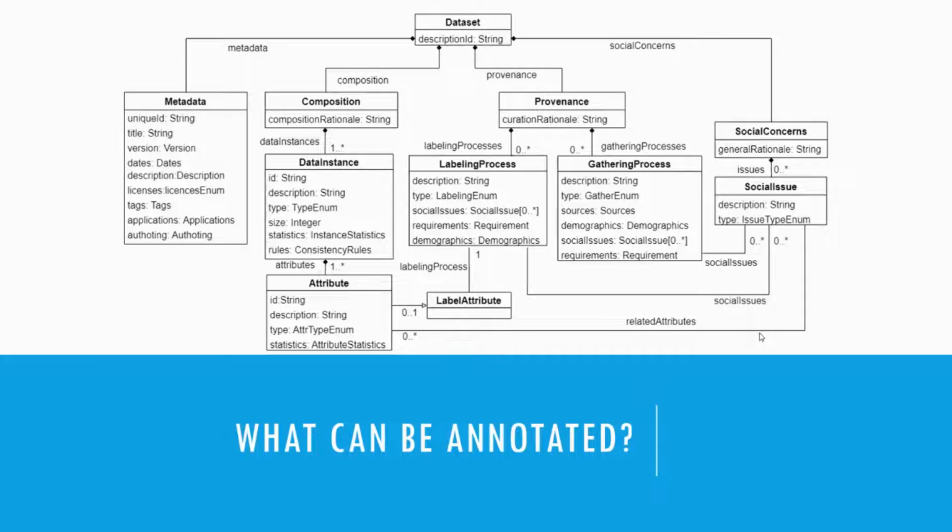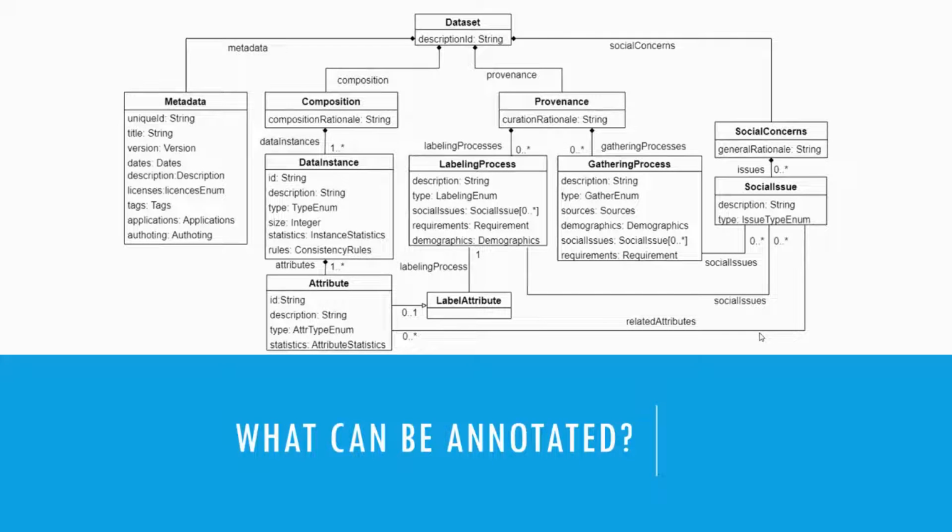The first part is metadata at the top left. It's a quite classical way to describe data sets. We are looking at title, version, dates, description, licenses. Maybe applications is more domain specific. We are thinking about past applications, recommended applications, non-recommended applications, benchmarking, if it's a benchmark data set, and so on. And also the deprecation policies. If the data set gets deprecated, what has to be done? The second part is composition.